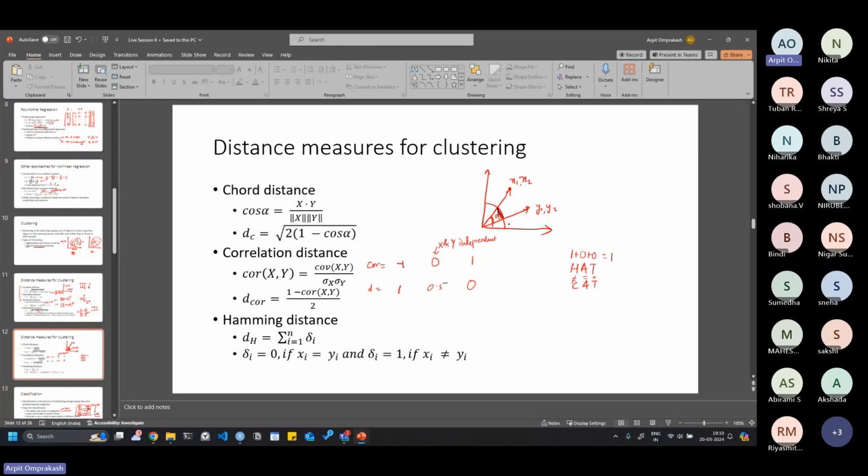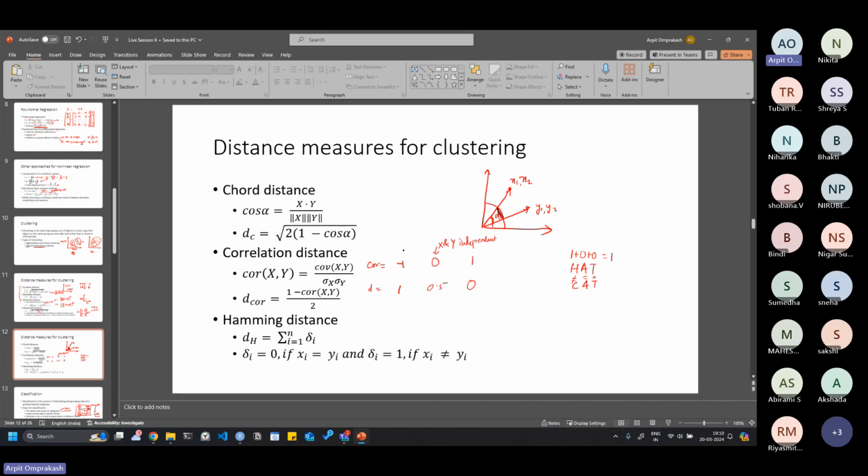Right. Then we have other methods of distance measurement, such as chord distance, which is basically the distance from this point to this. This is a unit circle. We have something called correlation distance. Correlation is basically covariance of x and y divided by standard deviation of x into standard deviation of y. The correlation distance is 1 minus correlation of x and y divided by 2, right? So correlation, as we know, can vary from -1 to 1, where at 0, x and y are independent. So correlation distance can vary from 1 to 0.